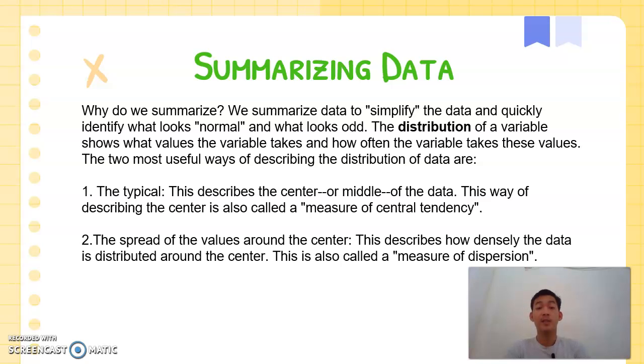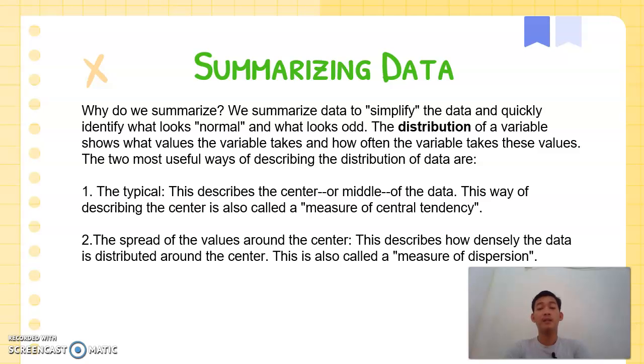The first one is about the typical. The typical describes the center or the middle of the data. This way of describing the center is also called the measure of central tendency. And the second one is the spread of the values around the center. It describes how densely the data is distributed around the center. This is also called a measure of dispersion.